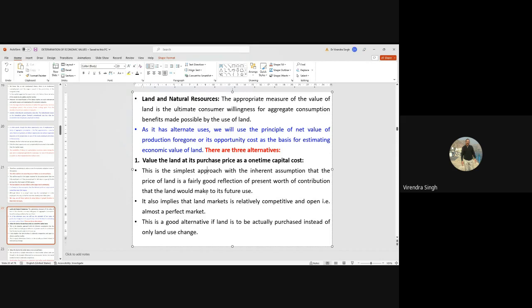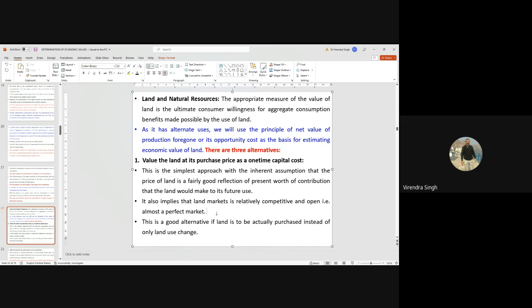This is the simplest approach. The underlying assumption is that the price of land is a fairly good reflection of the present worth of the contribution the land would make to its future use. It also implies that the land market is relatively competitive and open, that is, almost a perfect market. As we know, the price determined by the equilibrium of a perfect market is considered a shadow price. So if the land market is a perfect one, then the price determined in this market is a true price, or economic price.